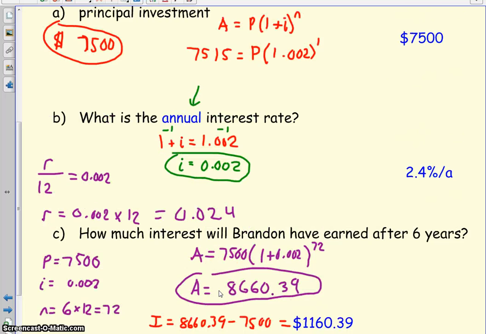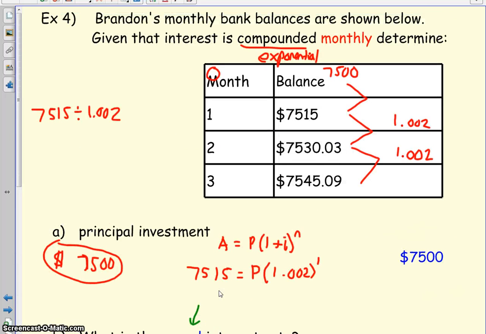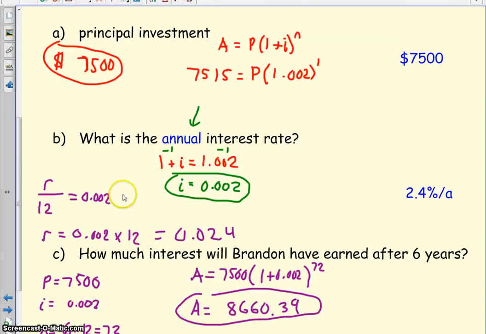Okay. So a lot was going on in that question, but again, what was different here is once you have the table, even though it's not giving you a lot of information explicitly, you can still find out everything you need to know about what's going on with the investment.